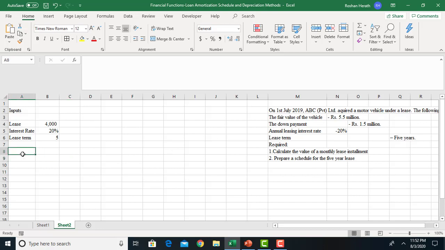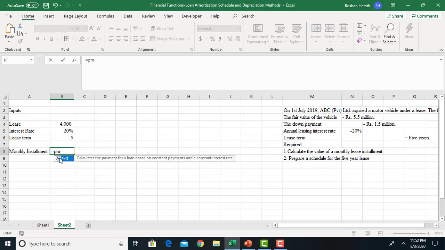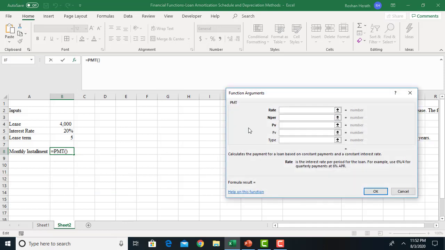So if you have to fulfill that, the monthly installment is going to be, you may make use of the PMT function. Let me draw from the PMT function. The rate is there, specify that. The NPER, it's the long term, the lease term, specify that. Then the present value, that is 4 million.